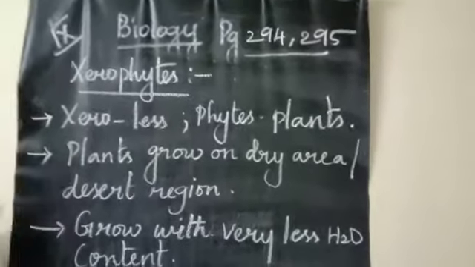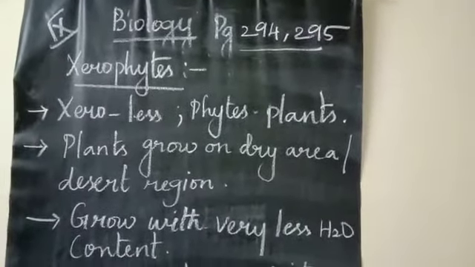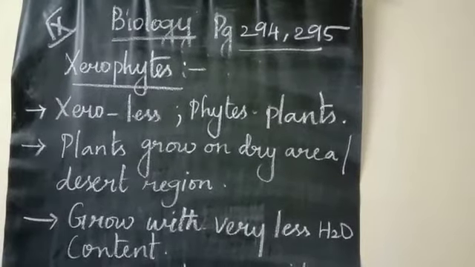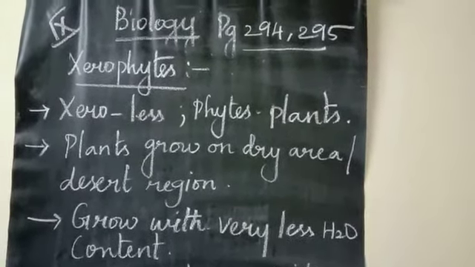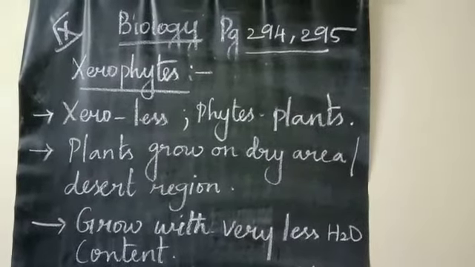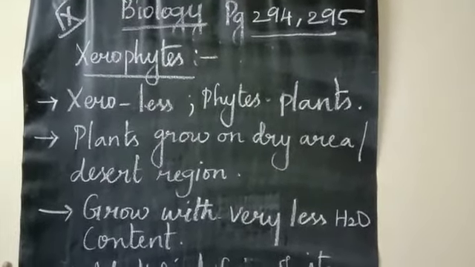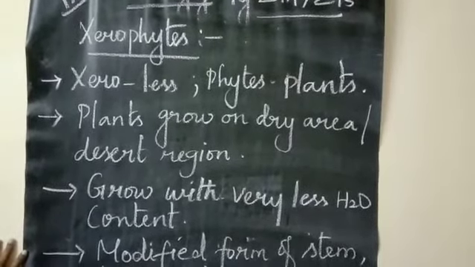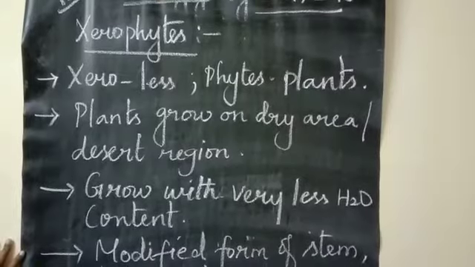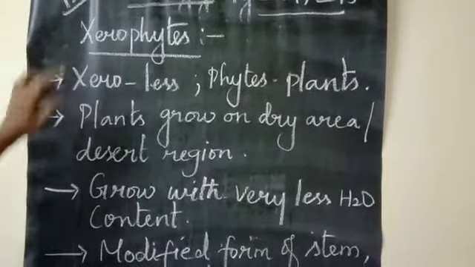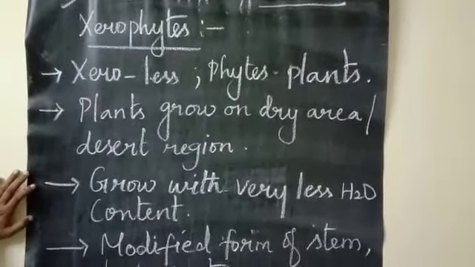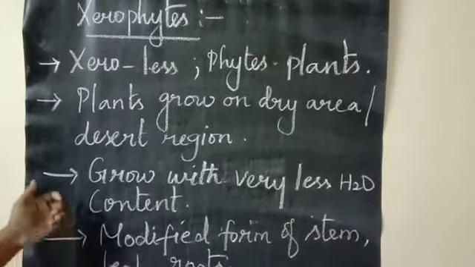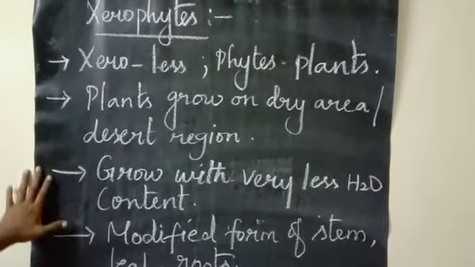Children, today the third category we are going to see is xerophytes, xerophytic plants. Xero means less. You think of zero, that is, it doesn't require water, we can say. So a very less and minute amount of water is required for the growth of the xerophytic plant. Phytes means plant. The plants that grow in dry areas or in the desert region are called xerophytic plants, and they grow with very little water content. Minute or very little water is enough for their growth actually.